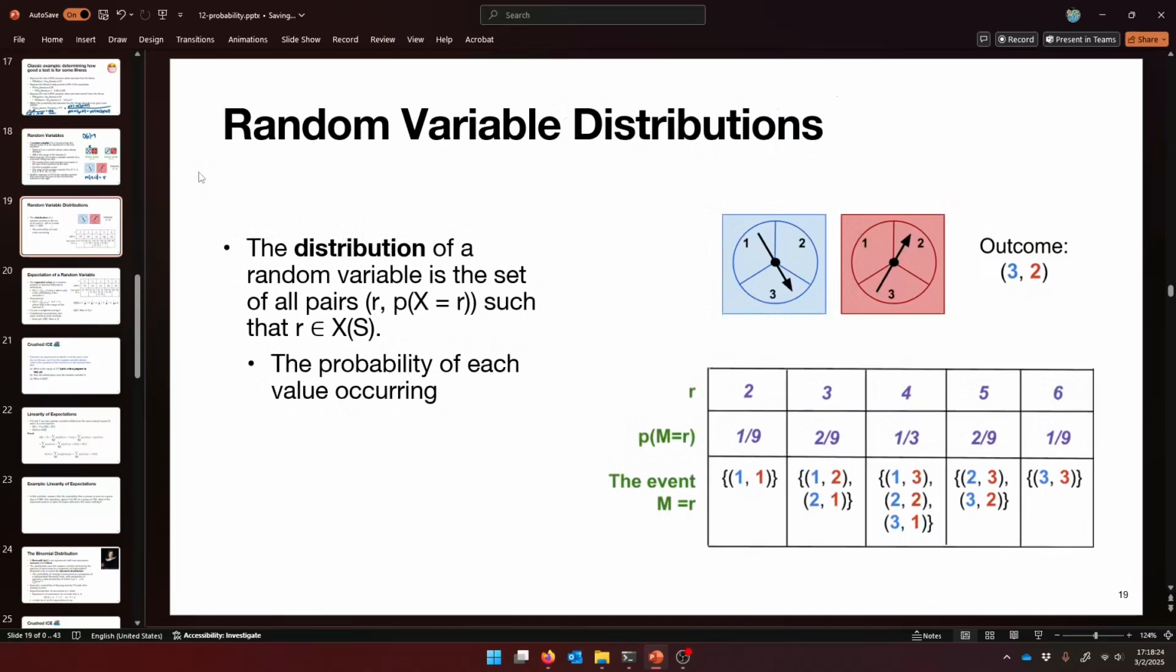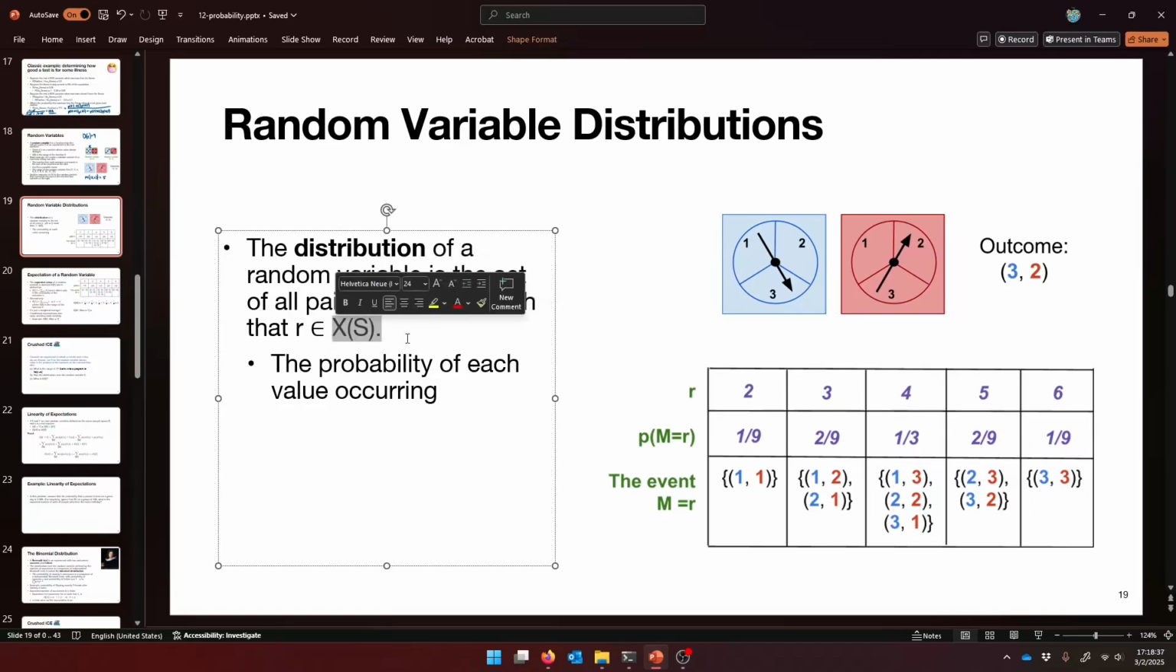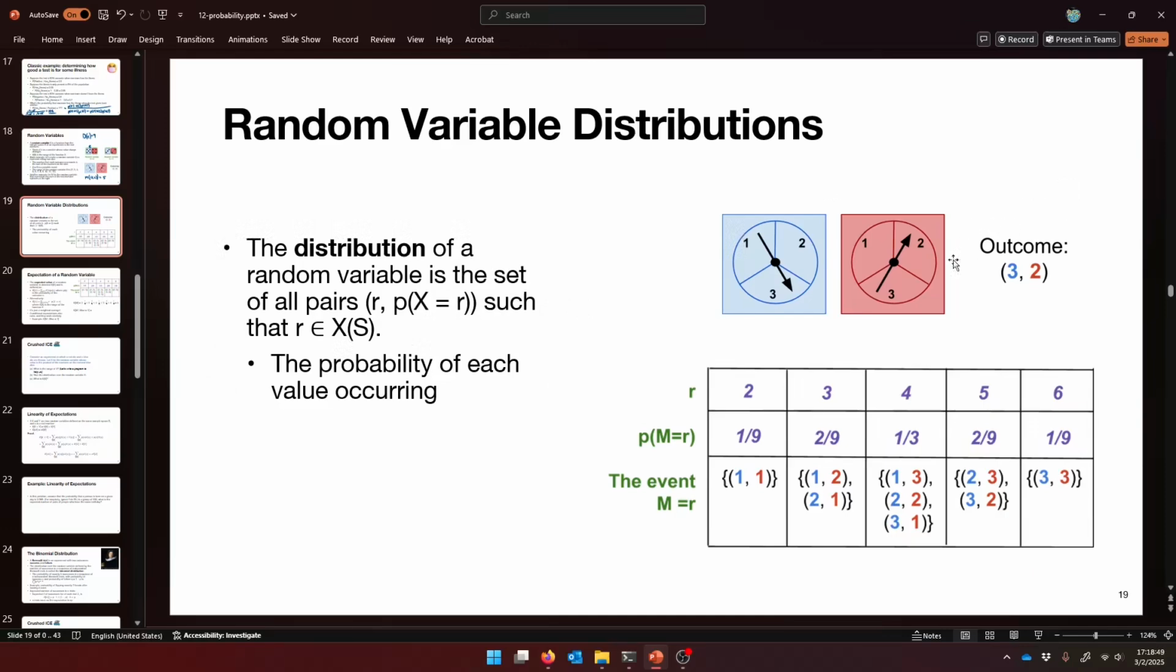Okay, next we can talk about the distribution of that random variable. So let's go back to the spinner example. The distribution of your random variable is like you make a table: r is one of your possibilities for the random variable's value to take on, comma, the probability that your random variable took on that value. It's just the probability of each value occurring. You're assigning a number to every outcome, and calculating the probability that that particular output was reached.